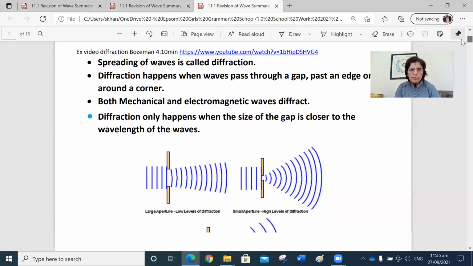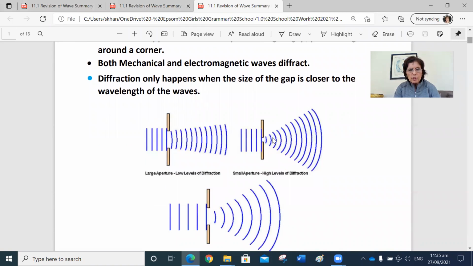If we compare these two diagrams, the wavelength of the incident wave is the same, but the size of the gap is smaller for this one and larger for this one. As we can see, waves diffract more if the size of the gap is smaller. So that's one thing. The second factor: if we compare the size of this gap and that gap, the size of the gap is the same, but here diffraction is more because the wavelength is longer.